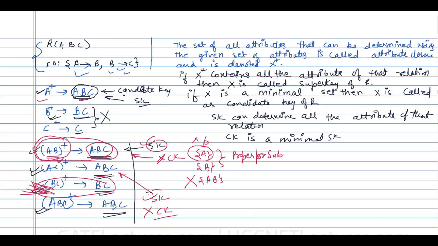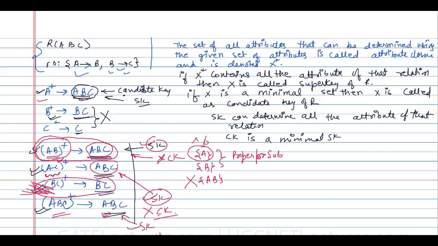Why? Because it is a super key since it can determine everything. It is not a candidate key because a subset of this, or you can say a proper subset of this, can determine everything. Therefore it is not a candidate key. Now further, this is a super key, but it is not a candidate key.